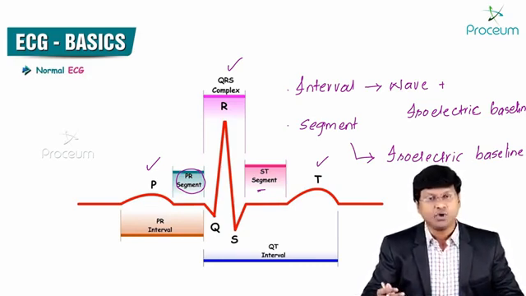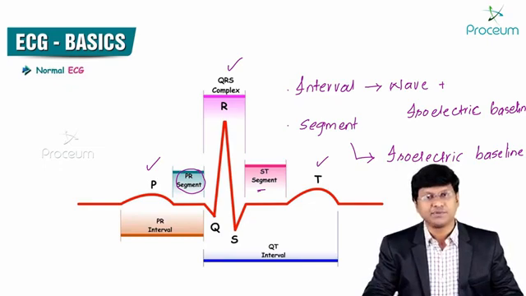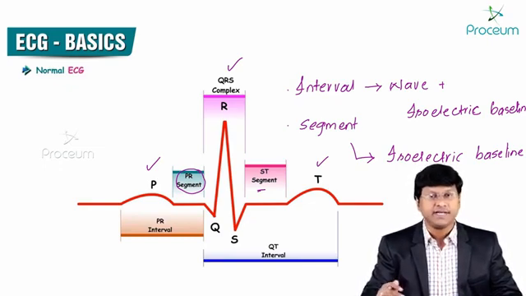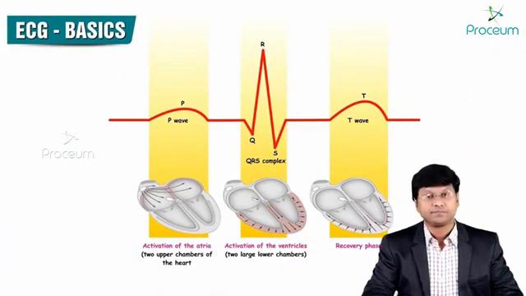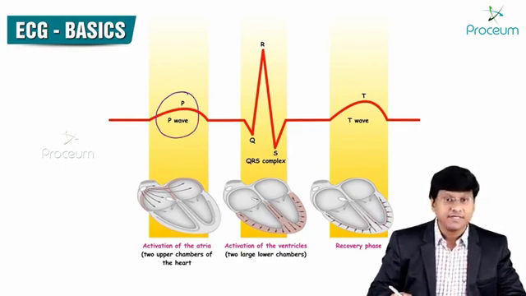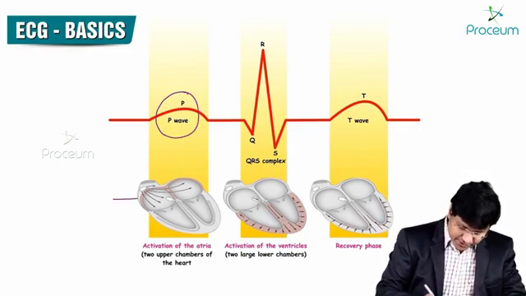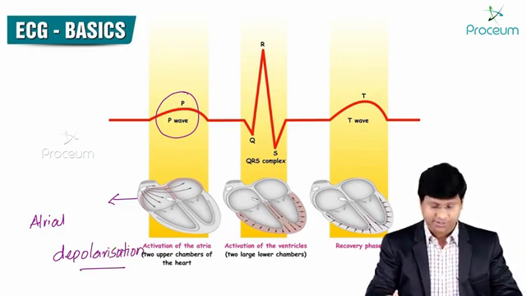Now let me give you the etiologies of these particular waves. Why do you have the P wave? Why do you have the QRS complex? Why do you have the T wave? And why do you have these particular segments? Let me give you a picture. In this image you can see the P wave. The P wave is due to atrial depolarization.